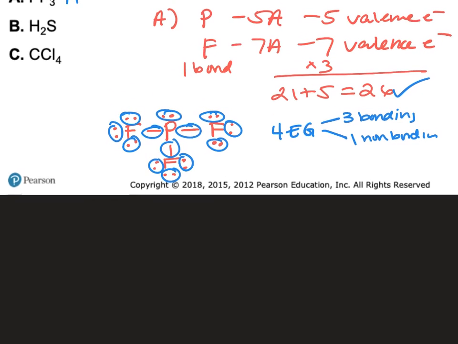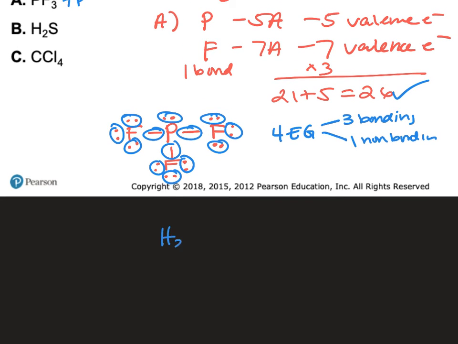Let's do the same thing for H2S. Well, we've already gone through H2S. All right, so here the shape is going to be bent, and you have 2 bonding and 2 non-bonding groups.